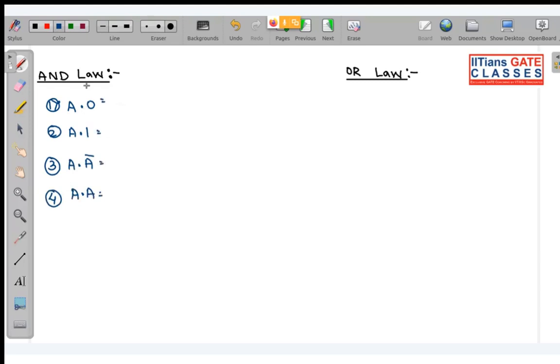So what is A dot 0? Obviously this is going to be 0. Why? Because A can be anything, it doesn't matter if it is 0 or 1. If we AND anything with 0, the output will always be 0. Here, A dot 1 will obviously be A, because it depends on the state of A. If A is 0, the output will be 0. If A is 1, the output will be 1. So we are dependent on the value of A.